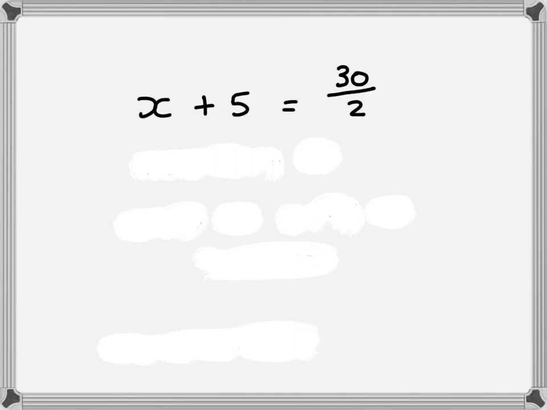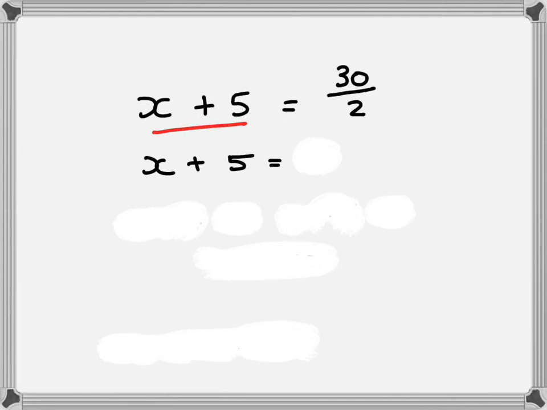So you can see we have here x plus 5 equals 30 over 2. So before we work with this side where we're going to isolate our variable, we are first going to simplify that. It needs to become something in a simpler form. So let's do that next.